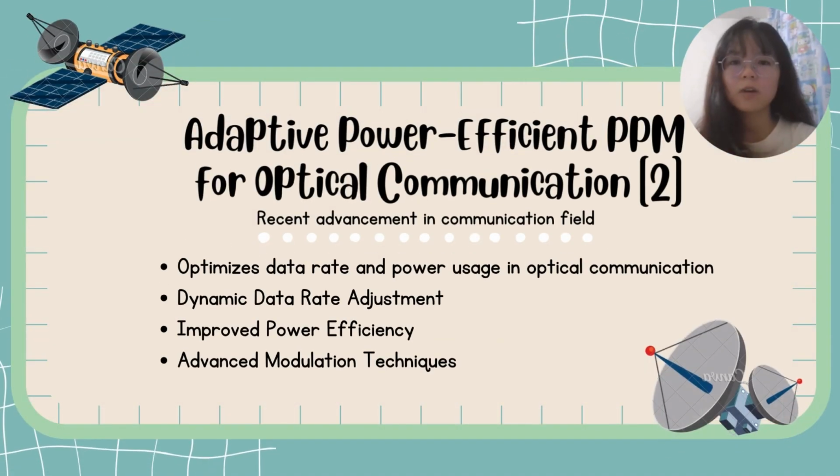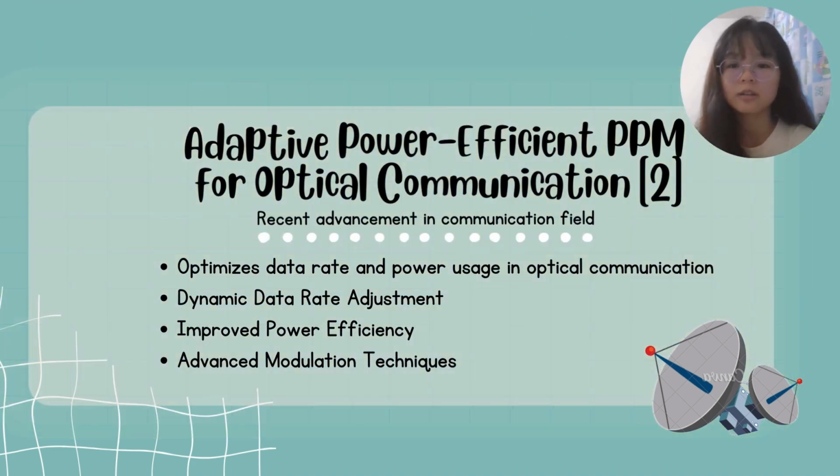Recently, adaptive power efficient pulse position modulation for optical communication has become an advancement designed to optimize data rates and power usage. These systems can dynamically adjust transmission speeds based on channel conditions, ensuring efficient performance. Additionally, they also reduce power consumption, promoting sustainable operation. Innovations in pulse position modulation have also enhanced data transmission rates and improved spectral efficiency.